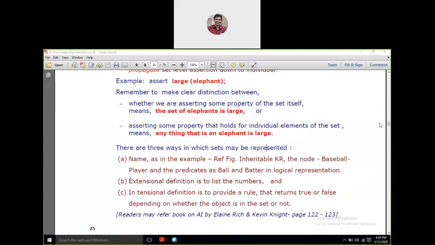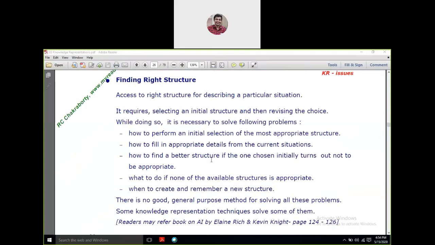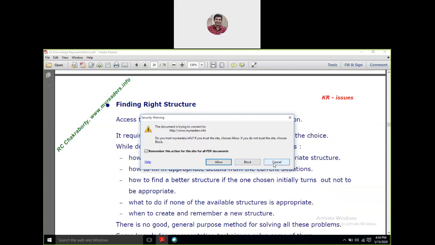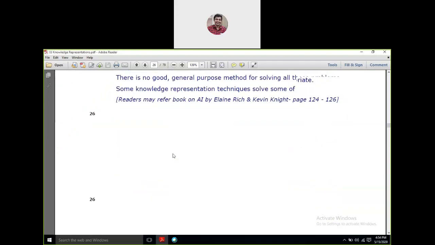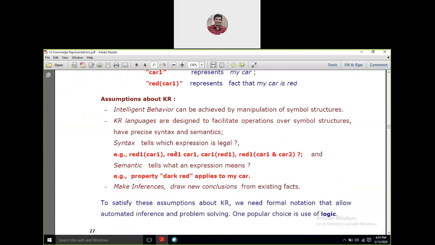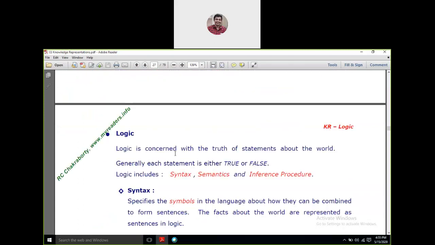I have to admit, guys. Now, finding the right structure. This part you're gonna read on your own. It is nothing like simple structure information about how we do it. The very small thing. You can even skip this part also. There's nothing out here. Let's move. Please put up your... Now, knowledge representation is in predicate logic. They're again talking about the same old stuff. So we are just keeping it off.